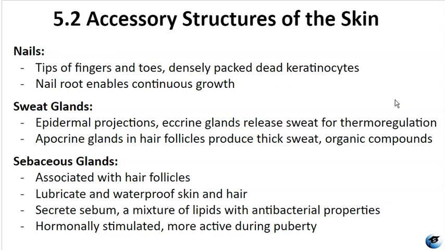Sweat glands developed from epidermal projections produce sweat for thermoregulation. Eccrine glands release hypotonic sweat, while apocrine glands, associated with hair follicles, produce thicker sweat with organic compounds.